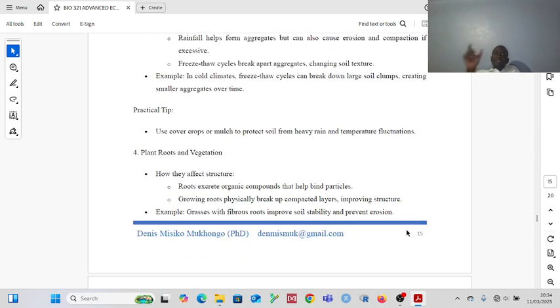Another factor that impacts soil structure are the plant roots and vegetation. So when plants are growing, as the roots increase in size, they break down the soil particles, the soil layers. As those soil layers are broken down, it helps to improve the soil structure, because what was initially compacted, as the roots keep growing, they keep pushing and breaking, then what was just held together as a huge block is now broken by the growing root.